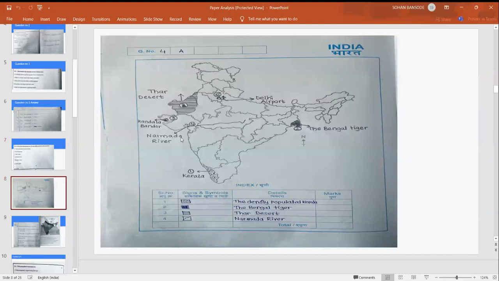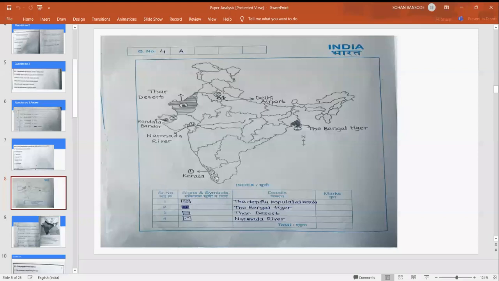Yes. The outline map is provided to you in a supplement, both maps will be provided to you, but you have to see whatever information is asked to fill in the map, whether it is about India or about Brazil. Then accordingly you have to select the map. Now all the information is asked regarding India, so I have filled all the information in the outline map of India. First you can see here the densely populated state Kerala.